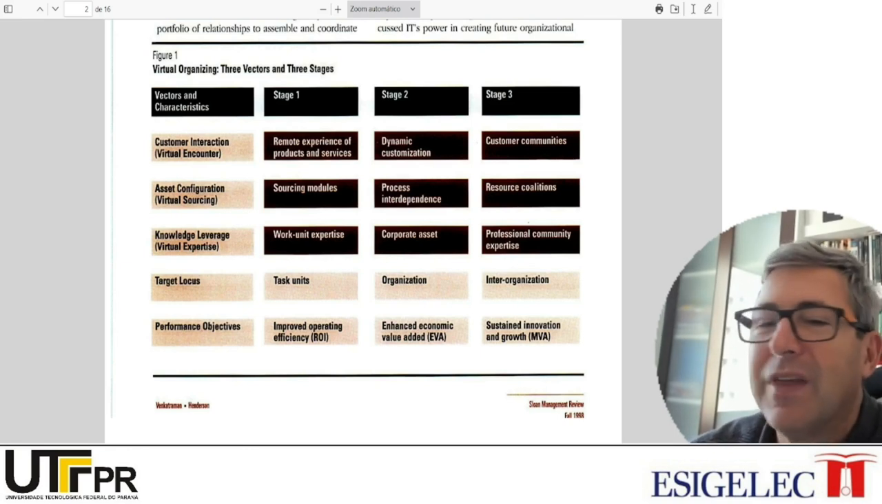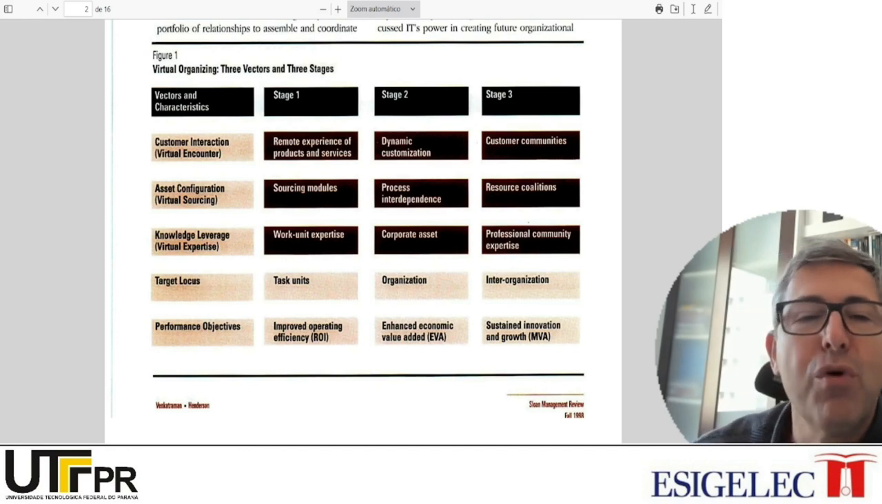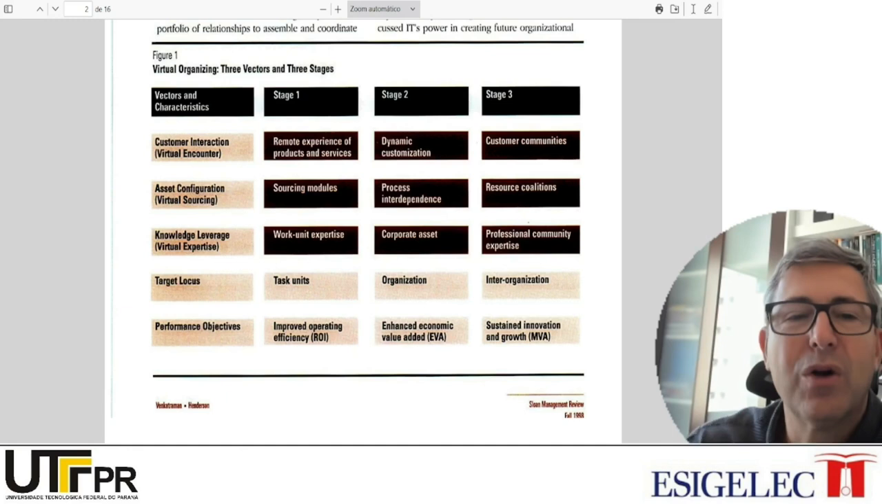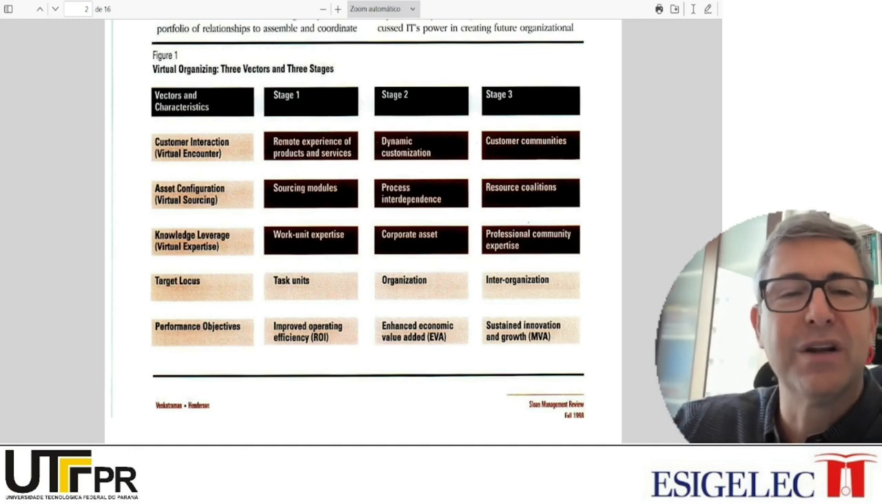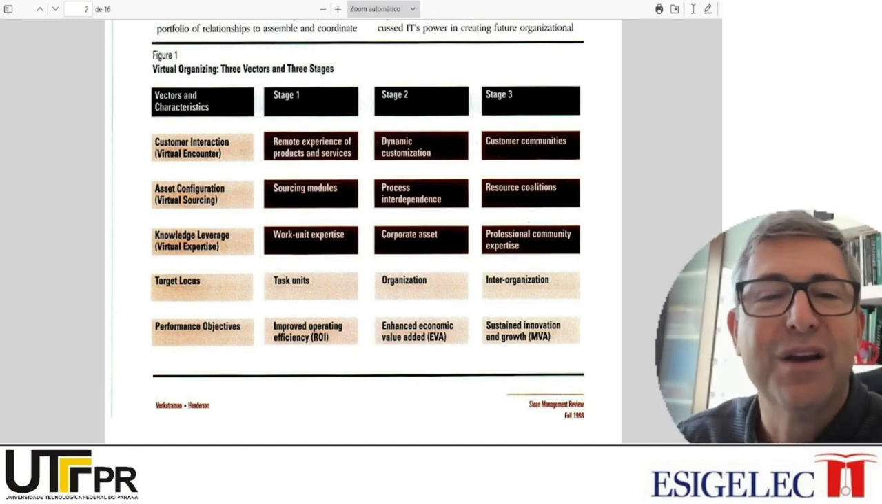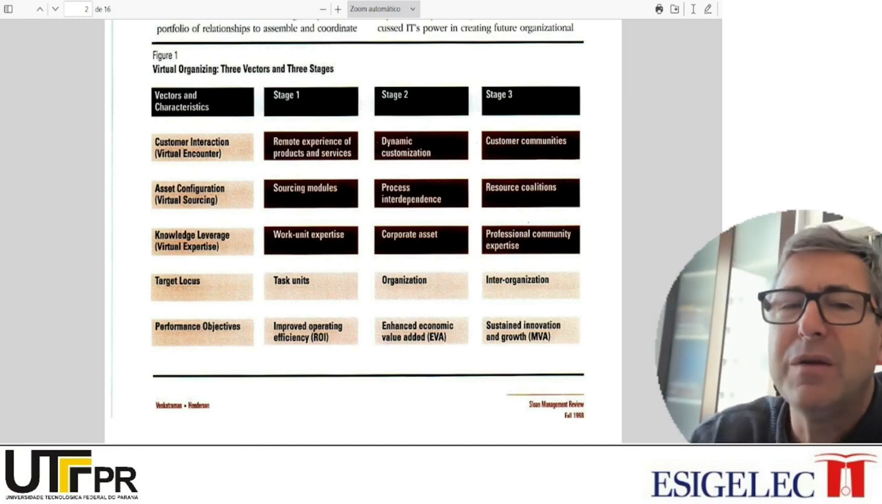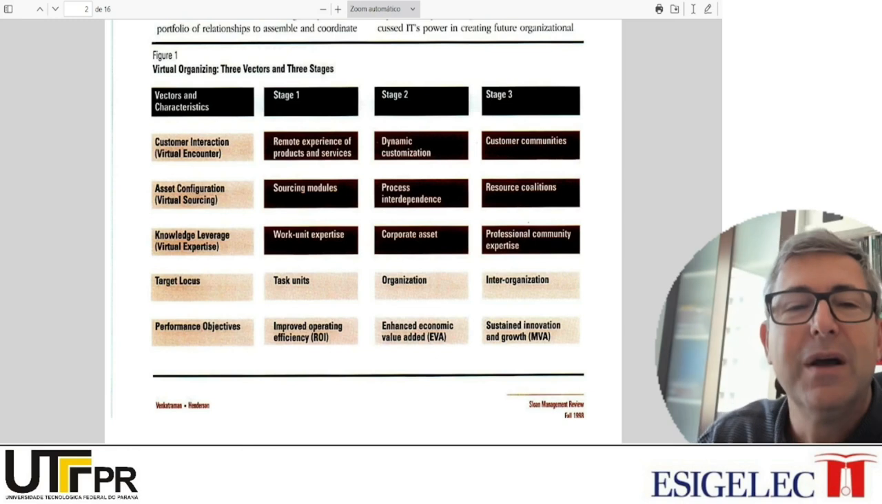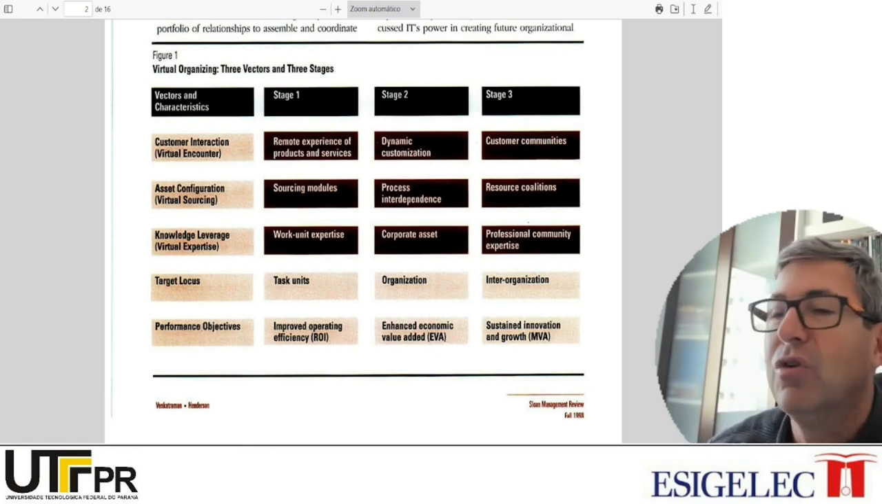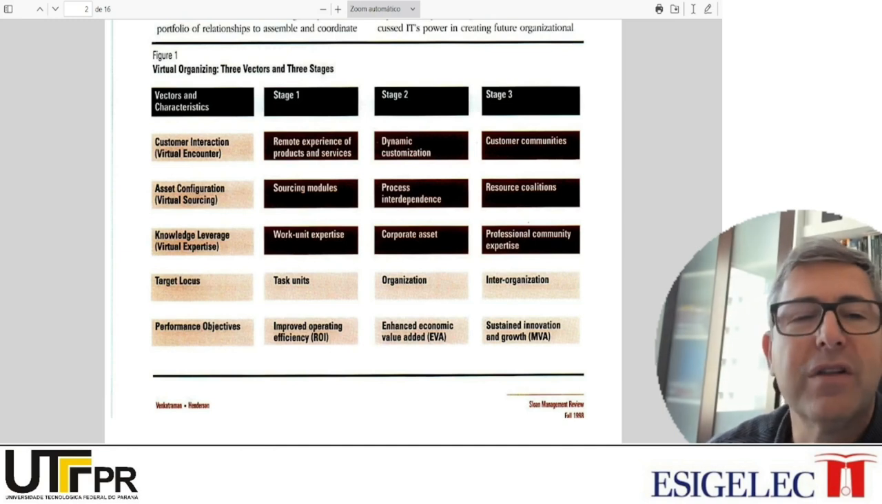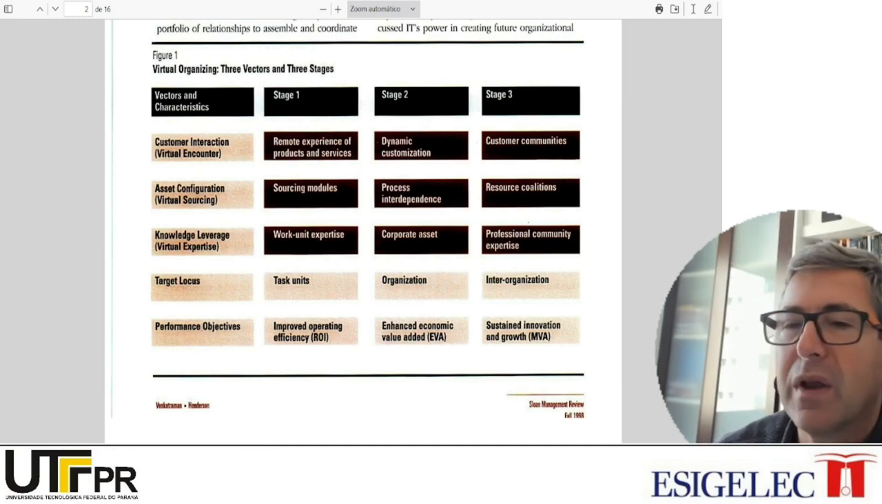There are companies that work so smoothly together that an outsider observing, let's say a Martian alien trying to understand Earth, would say, well, I look into that process and it seems that it's one single entity, but it's just very well coordinated. So resource coalition is a very well coordinated process interdependence process.